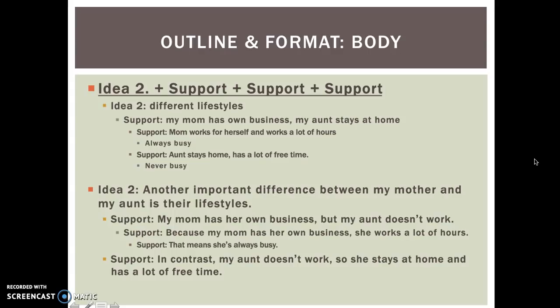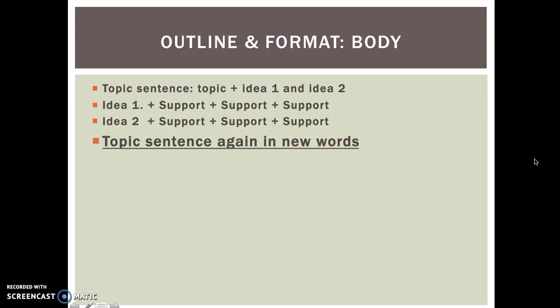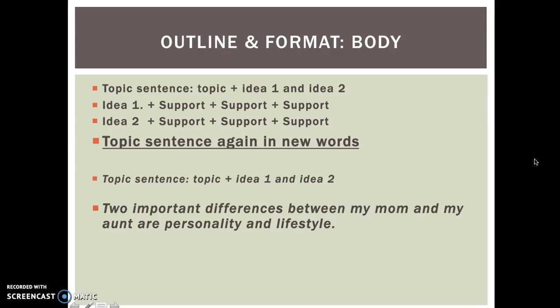So after I've talked about my first and second idea, I need a last sentence. We've got topic sentence, idea 1, idea 2. Now I need to write my topic sentence again. So my topic sentence was, two important differences between my mom and my aunt are personality and lifestyle. I want to try and change the words, maybe change the grammar, maybe use some synonyms.